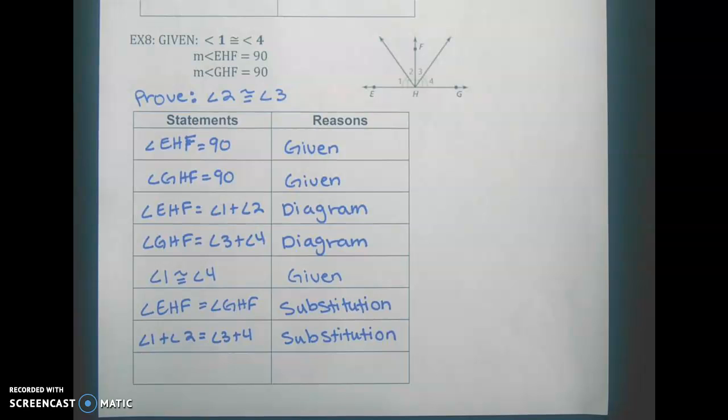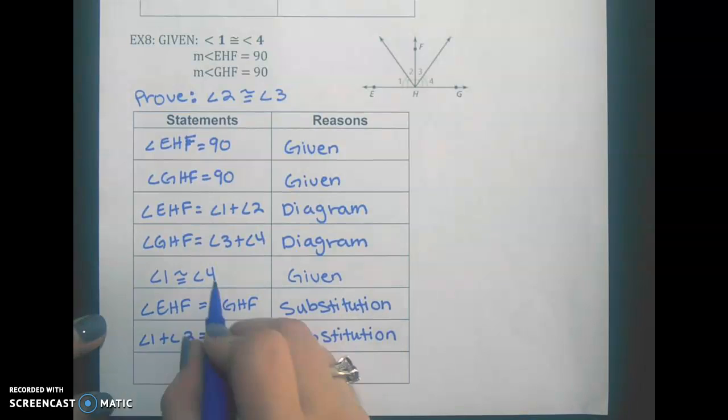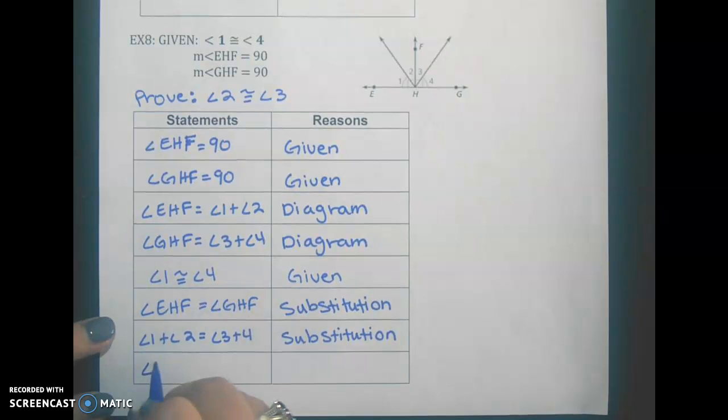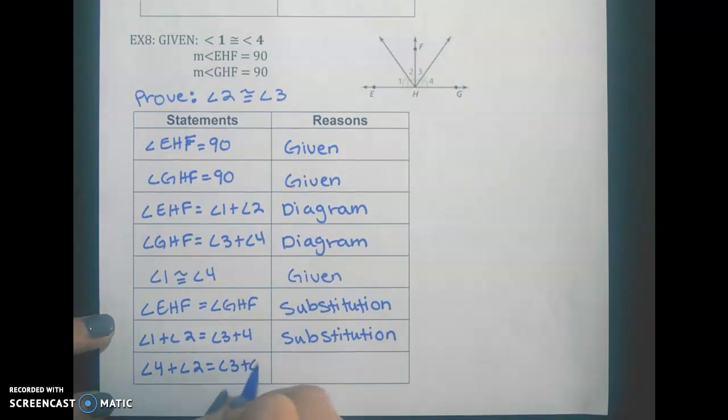So then the last thing I want to substitute, and you could do this one of two ways. I'm going to substitute angle 4 for angle 1. You could also substitute angle 1 for angle 4. Either is acceptable. And again, this is substitution.